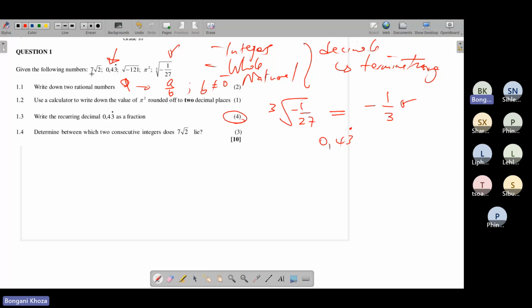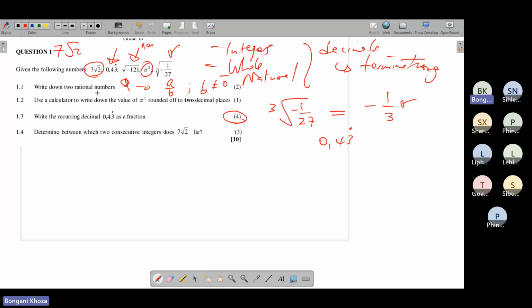So this is not a rational number. If you plug in 7 root 2 on your calculator, you have a very, very long decimal. This one will give you undefined, so it's a non-real number. And this one, pi, is non-terminating, 3.14 and so on. But already here it's being squared, so it will be 9 or 10 point something, but it's non-terminating.